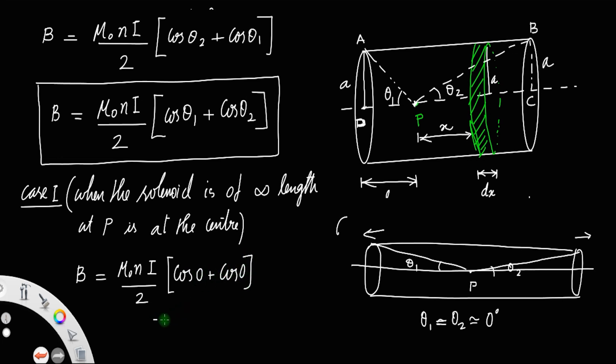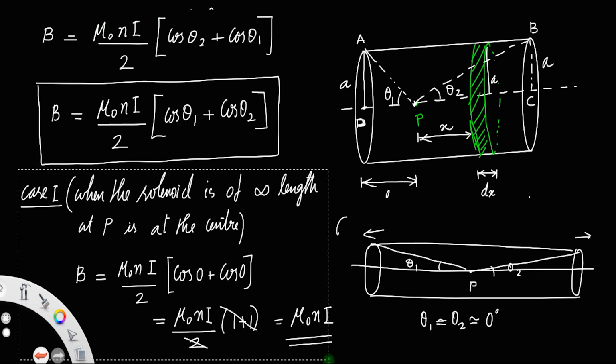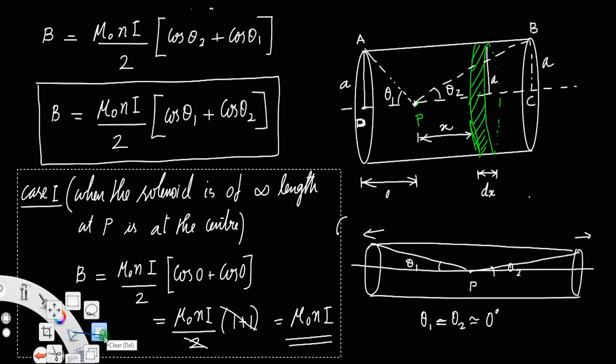But you know cos 0 equal to 1. So mu 0 n I by 2 into 1 plus 1. You can cancel this 2 and this 2. So it will be mu 0 n I. So magnetic field at the center of a long solenoid is equal to mu 0 n I. And what if the point P is at one end of the solenoid?